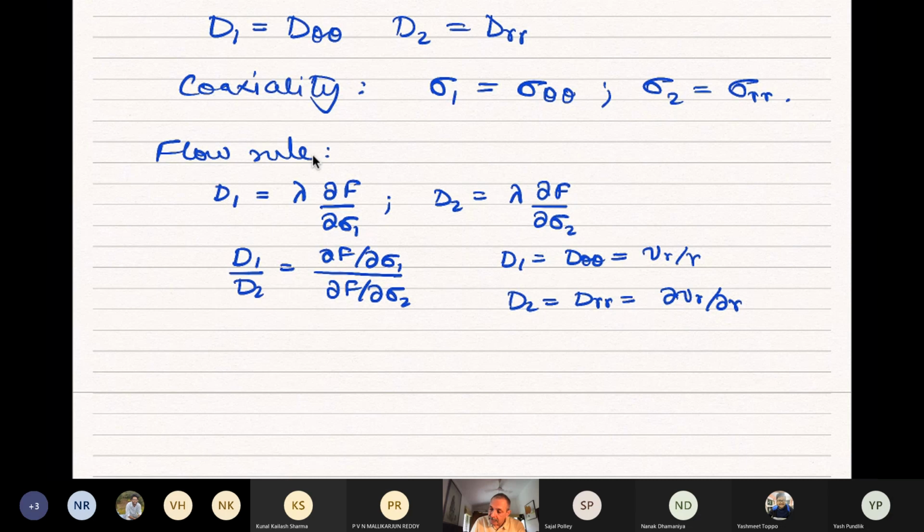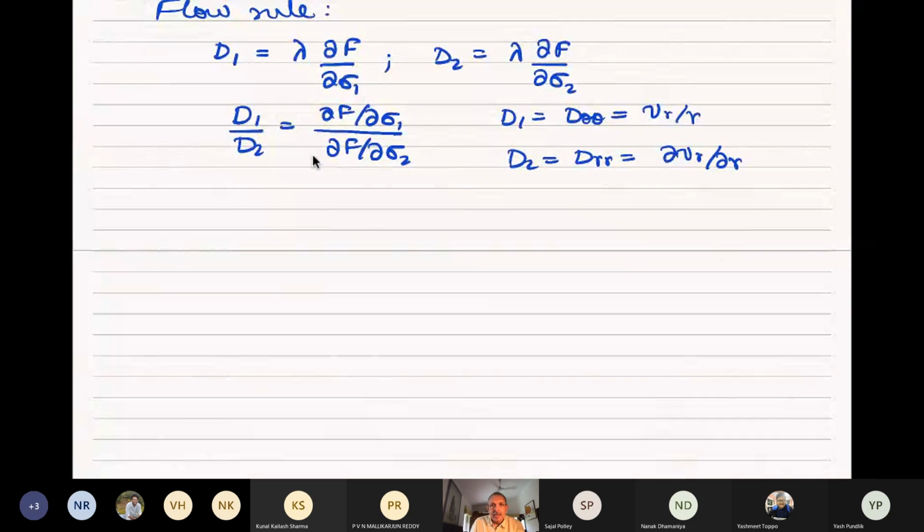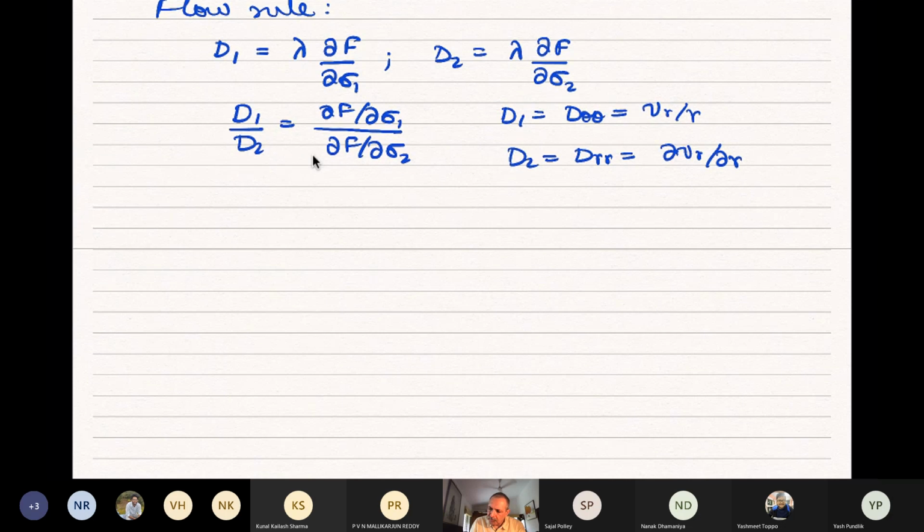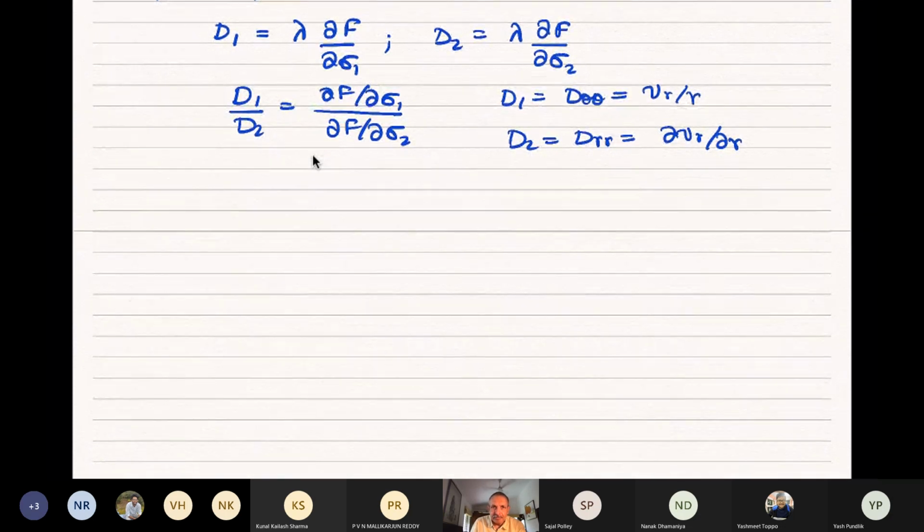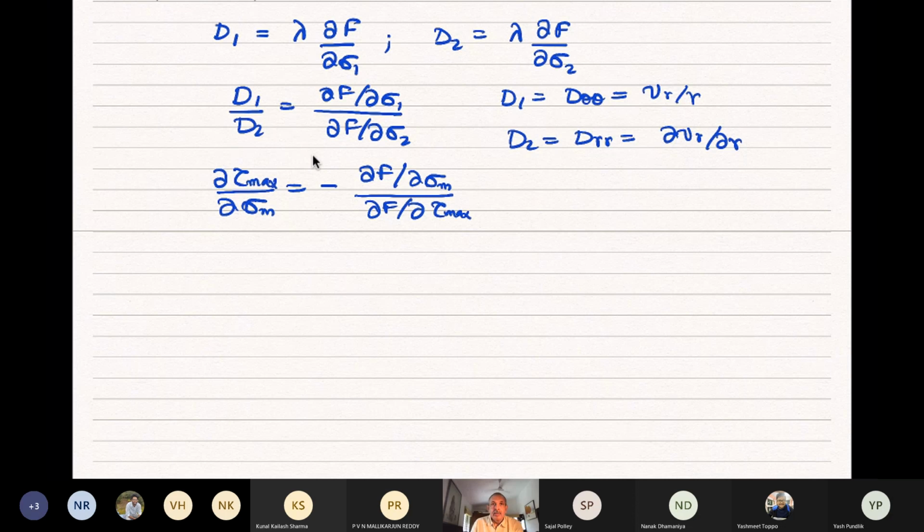So now if we simplify this, we also know, and this we have seen from this geometry before, that we can write del tau max by del sigma m as just equal to minus del f by del sigma m divided by del f by del tau max.